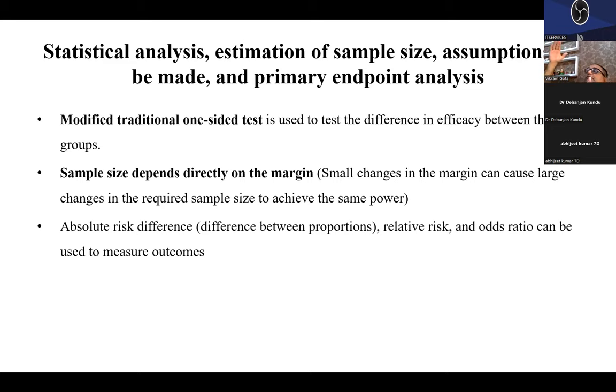If you put the margin at 1.5, which means you are willing to accept a higher hazard ratio, then your sample size will reduce dramatically. I think this can be explained much better in the example of the pain score.